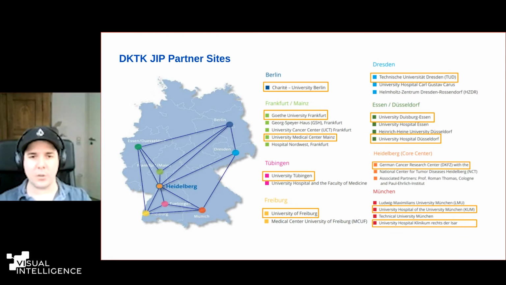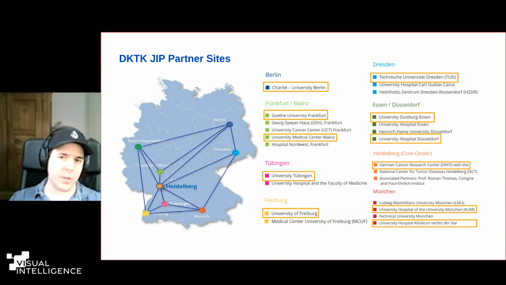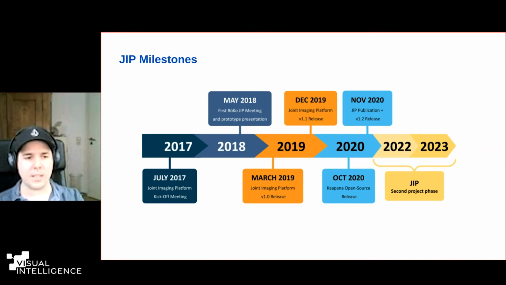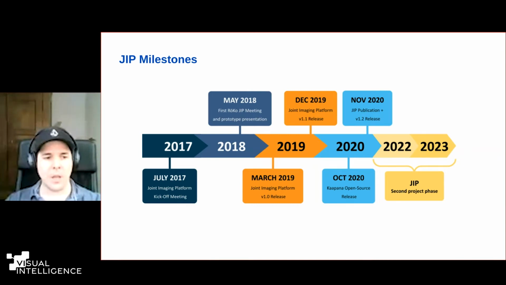Here you see a small map of the first consortium of the DKTK, which was 11 university clinics in Germany, which were the first ones who actually put a server of our infrastructure in their clinic. And we have a small roadmap. So we started this whole process in 2017, when I also started my PhD thesis. And yeah, we then had a couple of releases.